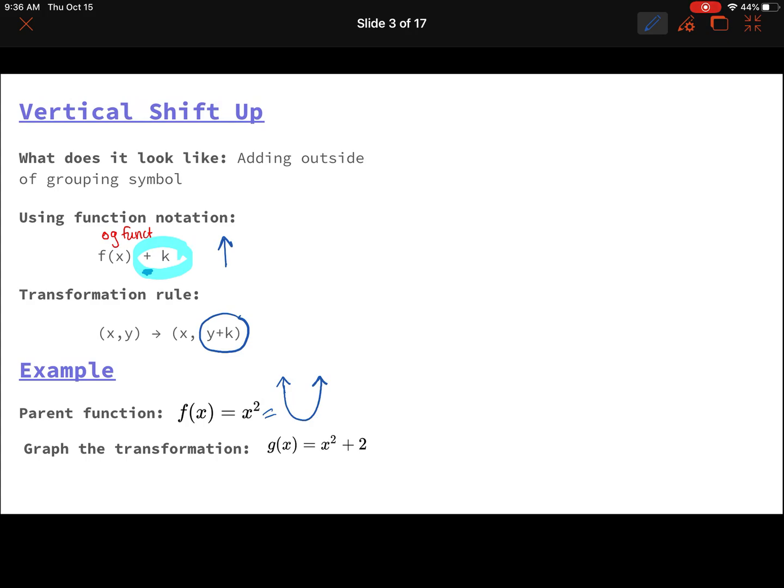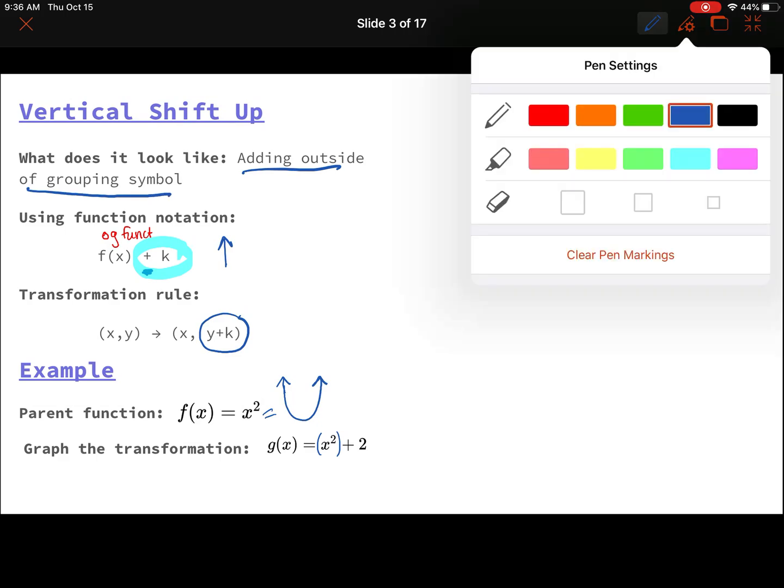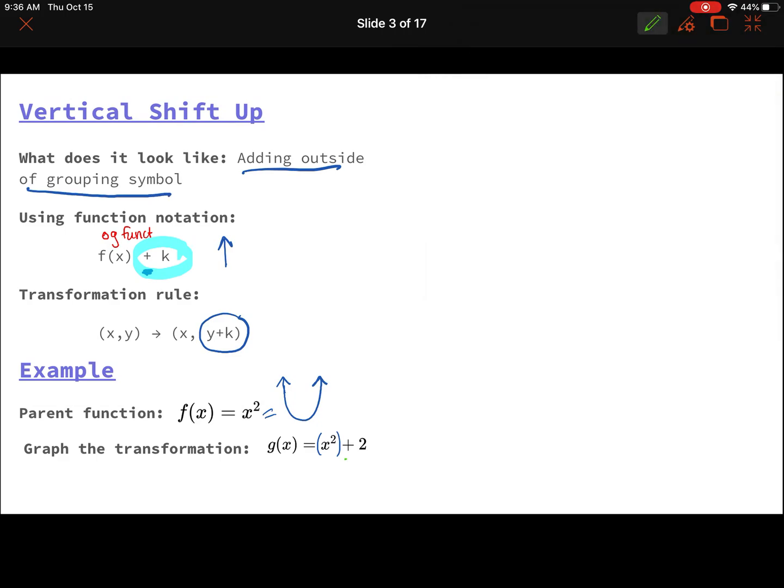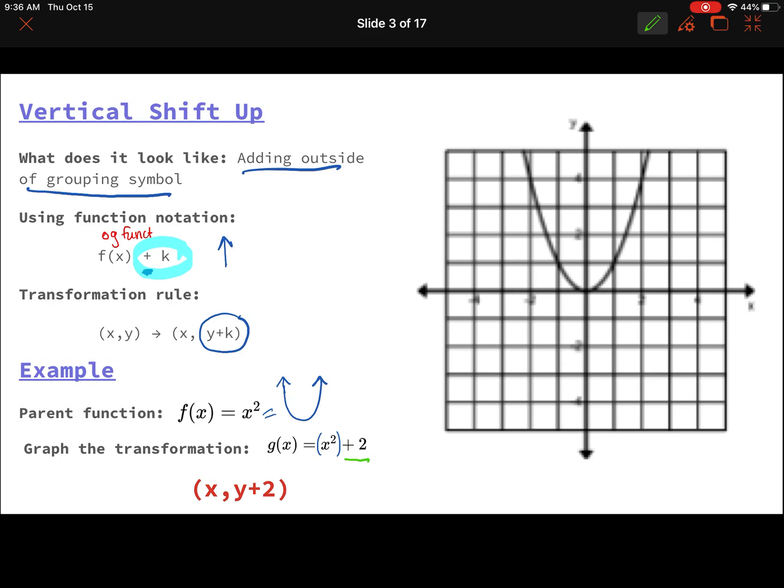Now, what we said here, we can really pretend that there are parentheses here, okay? Remember, we are looking for the adding outside of our grouping symbol. This is important because we have a plus 2 outside of our grouping symbol. So here is my original, my parent function graph. Okay, this is the original function.